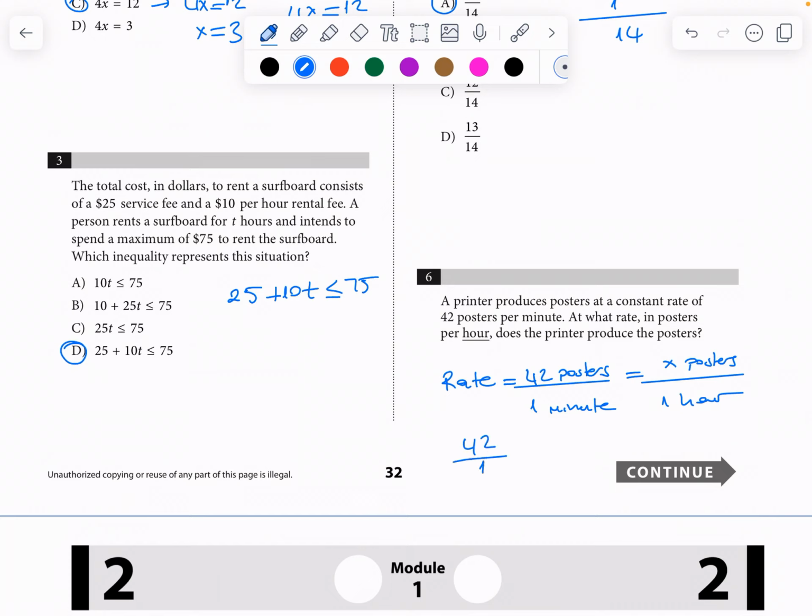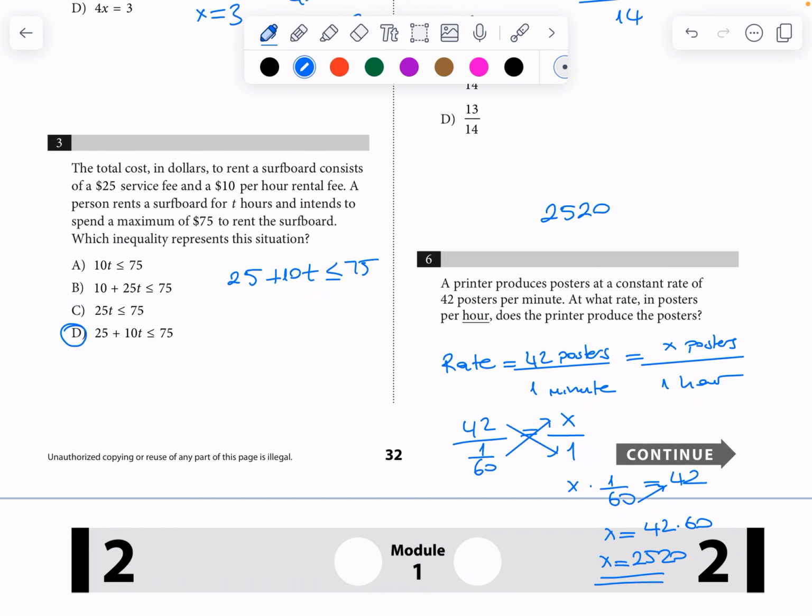42 divided by 1 over 60 is going to be equal to x over 1. And then we can use the cross products. 42 times 1 is going to be equal to x times 1 over 60. So x times 1 over 60 is equal to 42 times 1, which is 42. And then, again, we can multiply by 60 to get the x alone. So x is going to be equal to 42 times 60, which is equal to 2,520. So we can say that, guys, this printer can produce 2,520 posters per hour.